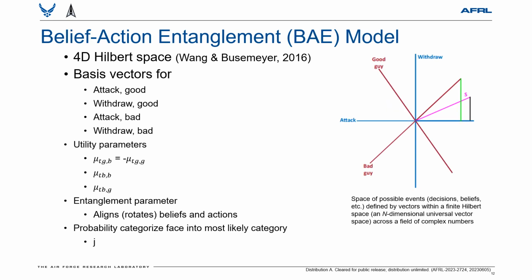As shown on the right, the BAE model consists of 4 basis vectors defined in a Hilbert space. The orthonormal basis vectors correspond to 4 combinations of action and category. 4 utility parameters represent the subjective value of attacking a phase of a given type and category. The standard implementation assumes that for type B phases, the utility of attacking a phase in the bad category equals the negative of the utility of attacking a phase in the good category. The entanglement parameter aligns beliefs and actions, which produces an interference effect under some utility values. The probability of categorizing a type B phase as good or a type B phase as bad is defined by parameter J.